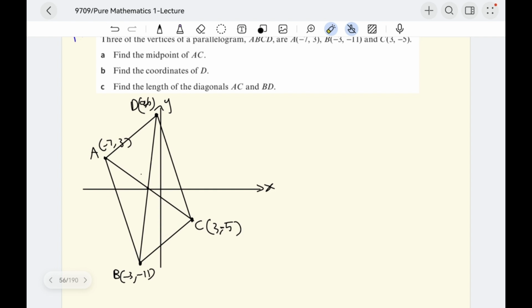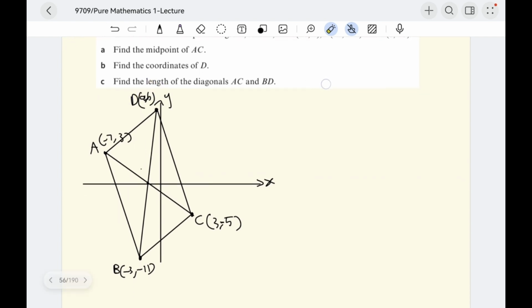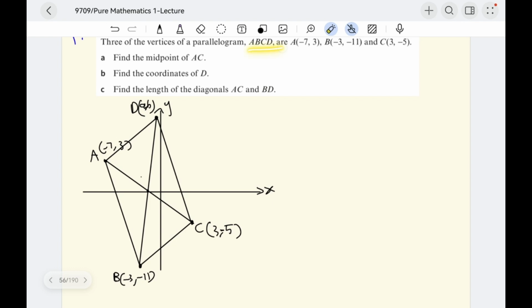So in common sense, D is in quadrant 2. Alright, in order to form a parallelogram ABCD, each vertex. So now let's find the midpoint of AC. The midpoint of AC is just that simple. You just need to use the formula of the midpoint. Actually, we are looking for this point. So you just need to sum the x coordinates divided by 2 and do the same thing for the y coordinates.